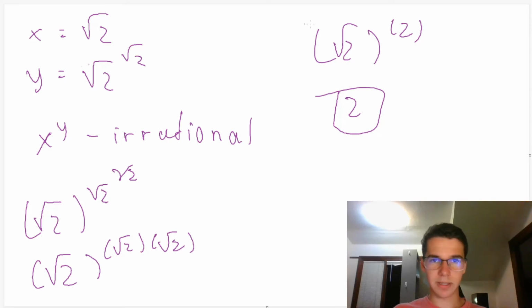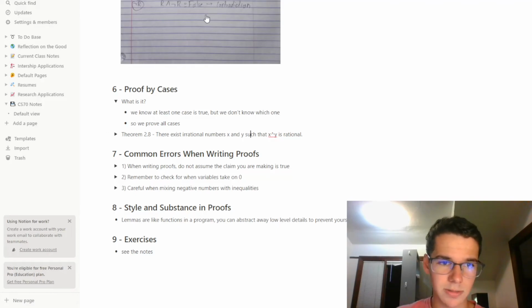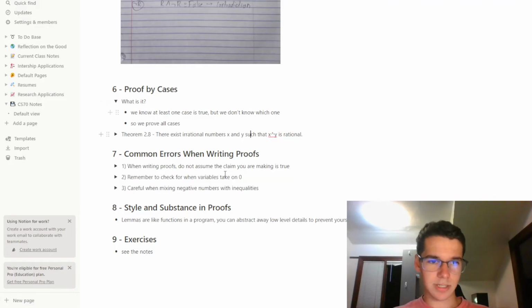Okay, so I hope that illustrates proof by cases a little more concretely. And this is going to be the last one that we prove. There are some exercises that I was going to do, but it's getting sort of late, so I'm just going to talk about the last couple of sections.